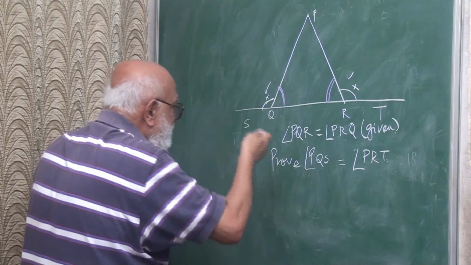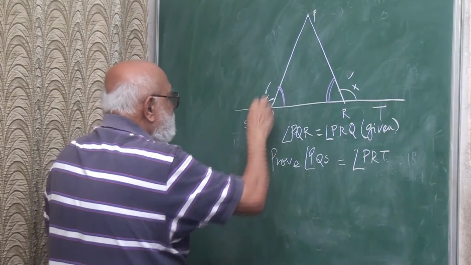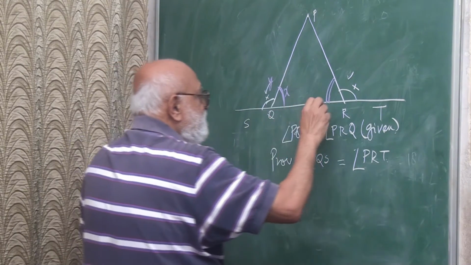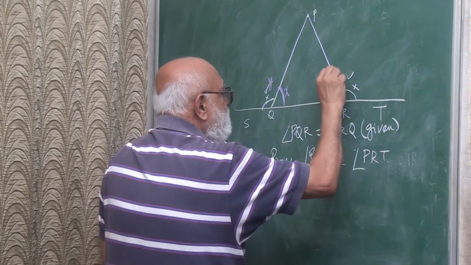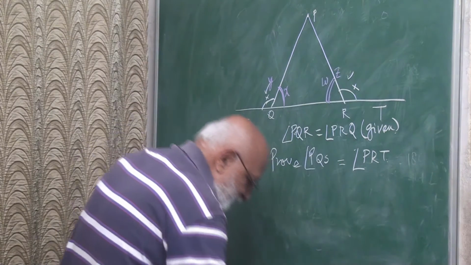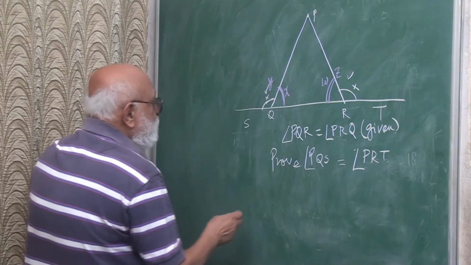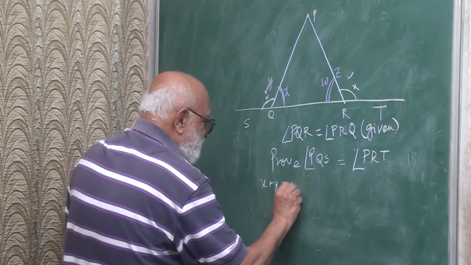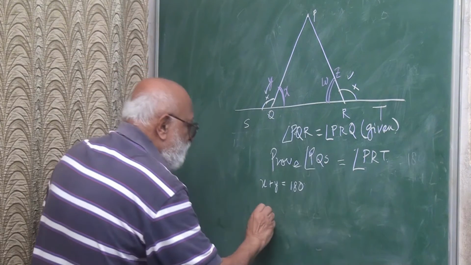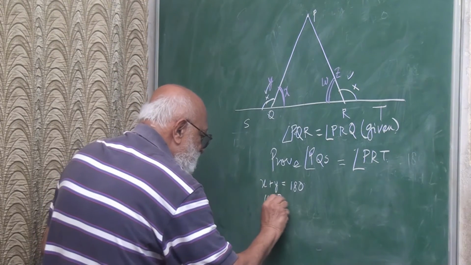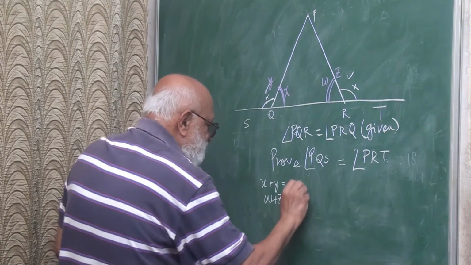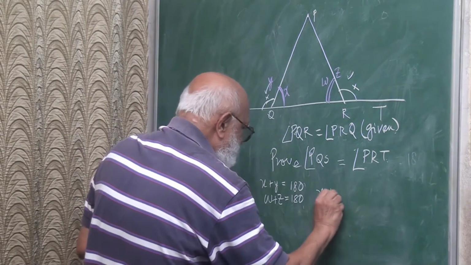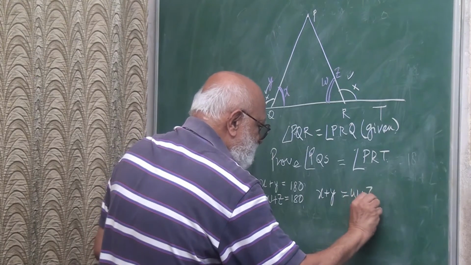Okay, so I can write the same thing. You write this one as X, this is Y, this is W, this is Z. You don't have to keep on writing the same thing over and over. So X plus Y is equal to 180 and W plus Z is equal to 180. Since they are equal to the same thing, I can write X plus Y equal to W plus Z, right?